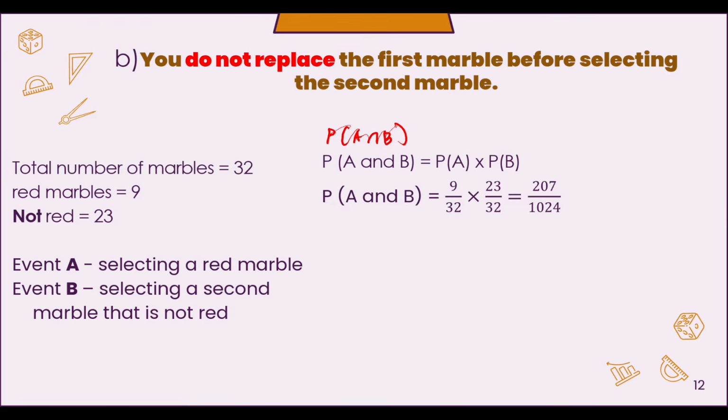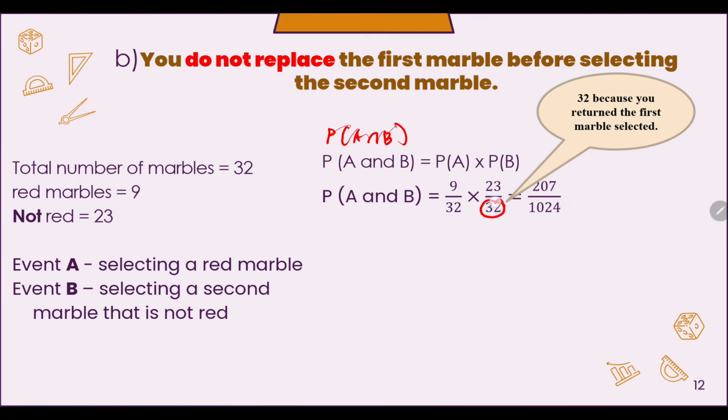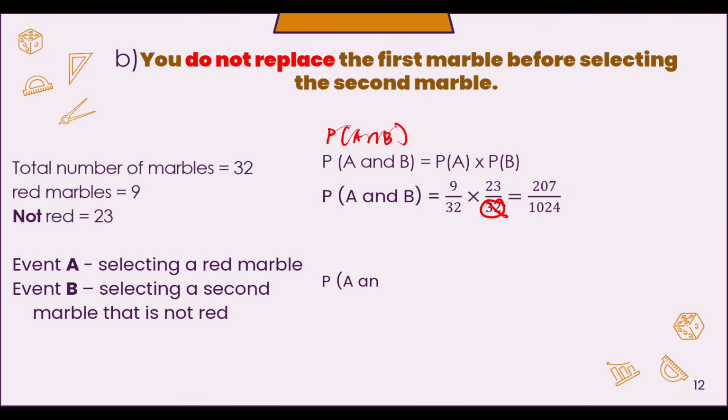Recalling the situation a while back, this was our answer. 9 out of 32 multiplied by 23 out of 32 is equal to 207 out of 1024, considering that we returned the first marble selected. But in this particular case, where we do not replace the first marble, the 32 will be changed into what? Let's see. This now will become the probability of A intersection B is equal to 9 out of 32. Still, that is the probability of selecting a red marble.